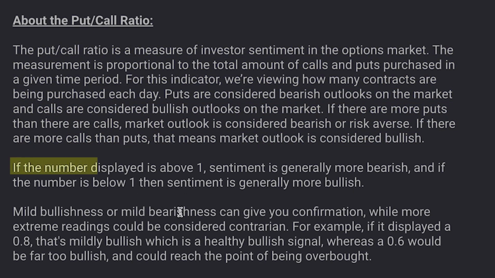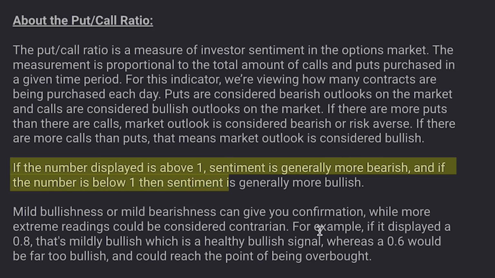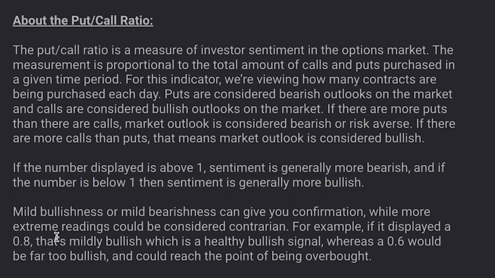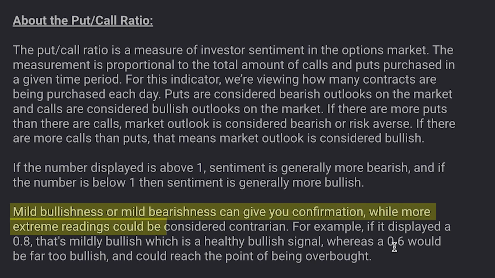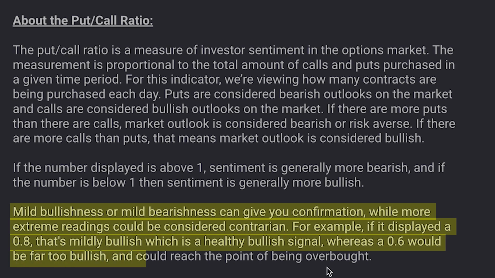If the number displayed is above 1, sentiment is generally more bearish, and if the number is below 1, then the sentiment is generally more bullish. Mild bullishness or mild bearishness can give you confirmation, while more extreme readings could be considered contrarian. For example, if it is displayed as a 0.8, that's mildly bullish, which is a healthy bullish signal, whereas a 0.6 would be far too bullish and could reach the point of being overbought.